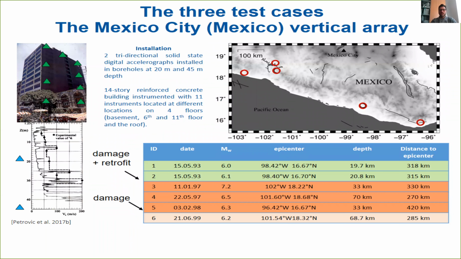And we did it again in Mexico City, where we also had the possibility to study, since these recordings were made over a long time and also for earthquakes that damaged the building, if there was a change in time of the amount of energy released in the underground.